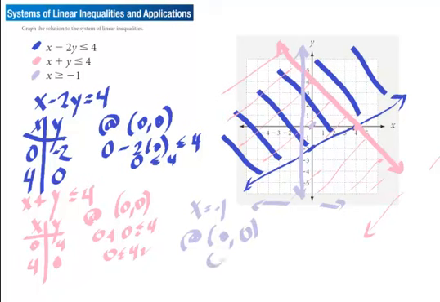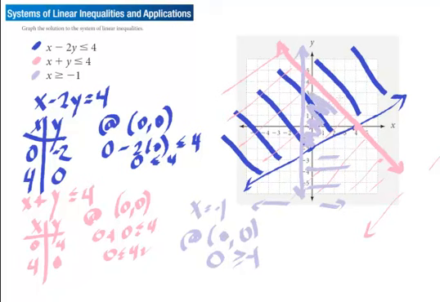Makes it easy. At 0, 0, what do I have? Is 0 less than or equal to -1? Sorry, I copied down the wrong symbol. Is 0 greater than or equal to -1? Yes, it is. So this whole side gets shaded. Of course, those points don't matter. What really matters are these points.